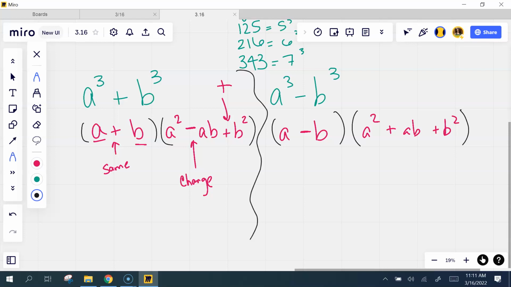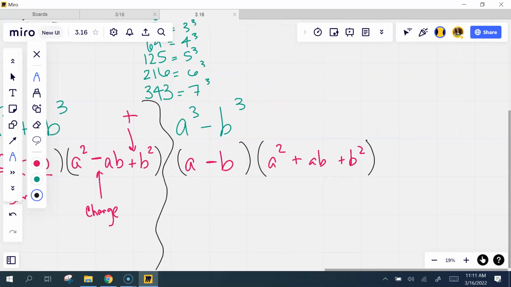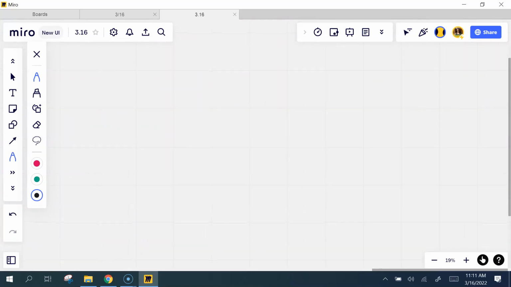Ready? All right, let's do 7. No GCF here, right? What do you notice about those two numbers then? 27 is a perfect cube, as is x to the third, right? x times x times x is x to the third, and 3 times 3 times 3 is 27.